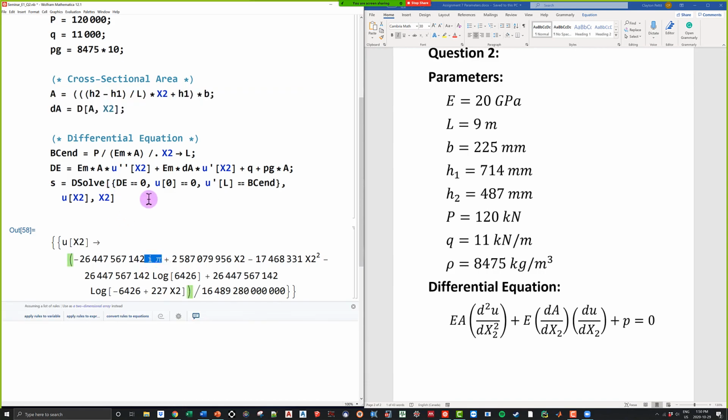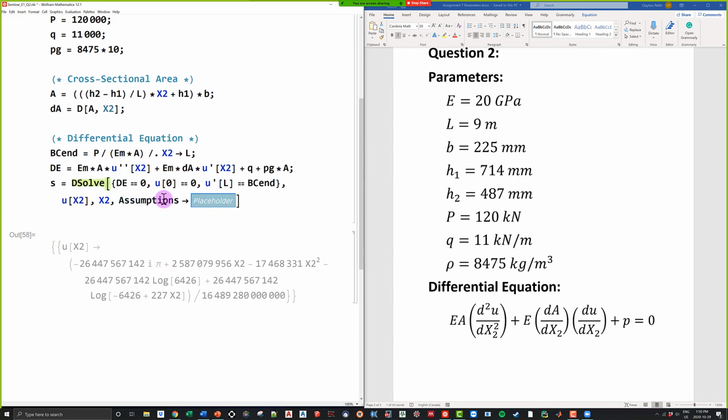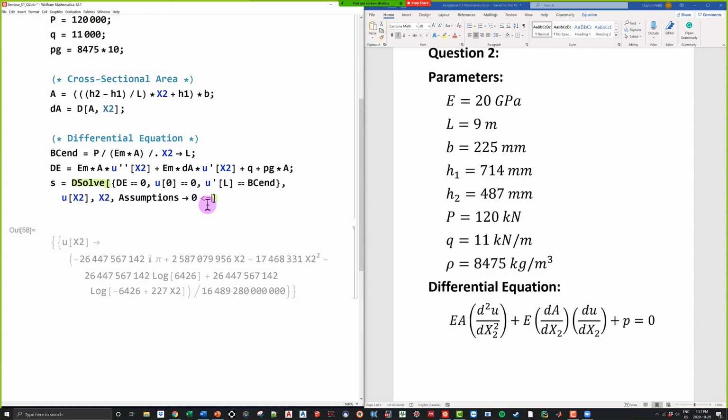So what we're going to have to do is actually define the domain, and that's what I wanted to get to here. So after we do our solve function, everything stays the same, but after x2, we input a fourth argument, and that argument is called assumptions. So normally you guys don't like to make assumptions, but in this case we kind of have to. So we go assumptions, and then basically we input the domain that we're interested in, which is going to be 0 less than or equal to x2, less than or equal to L.